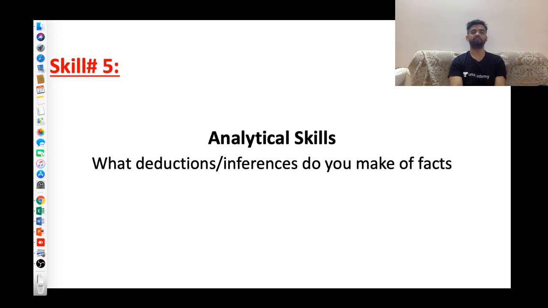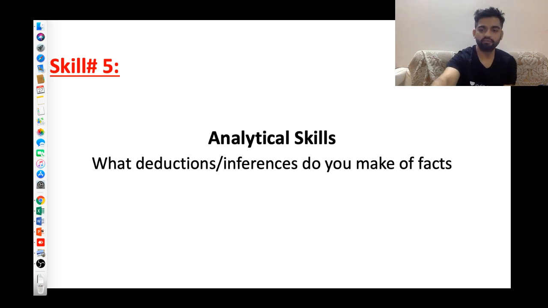So, what deductions and inferences do you draw from the facts, right? What opinions do you draw from them? What do you think is going to be the impact? The SWOT analysis, for example, how well do you do such analytics of given statements, of given facts, is something that is very important.